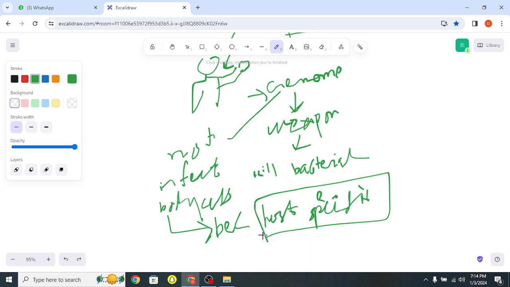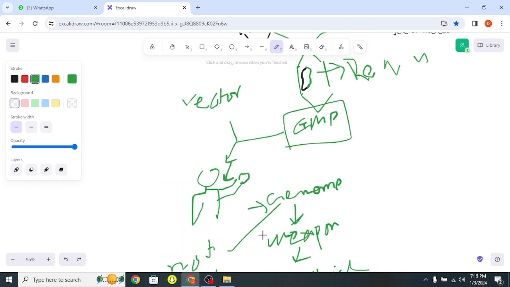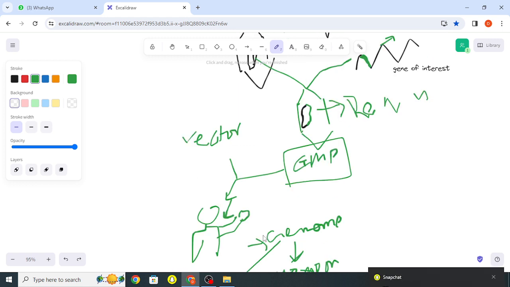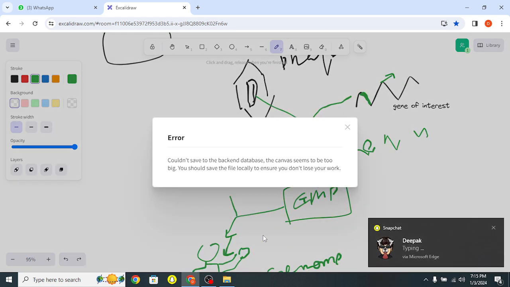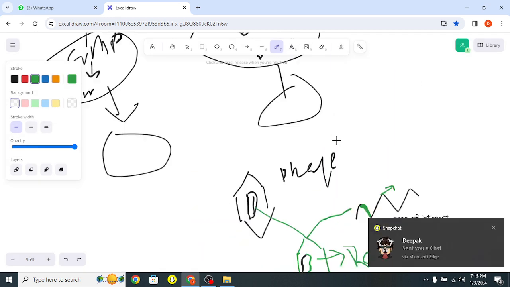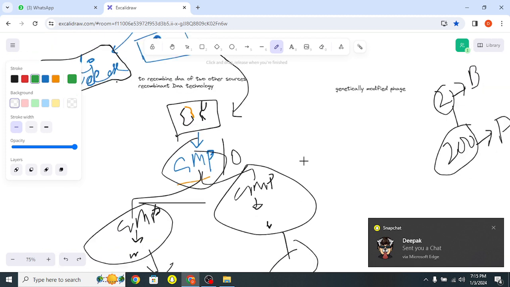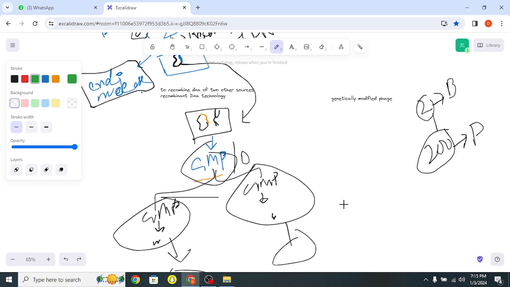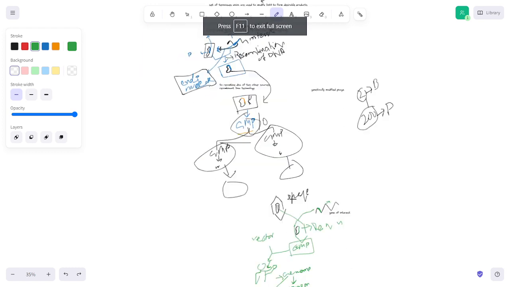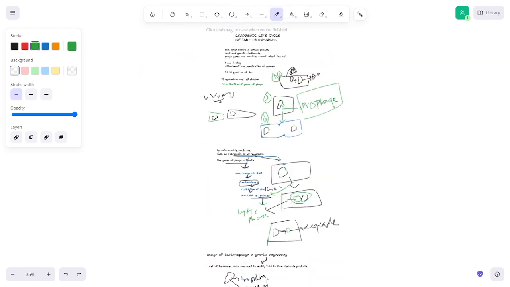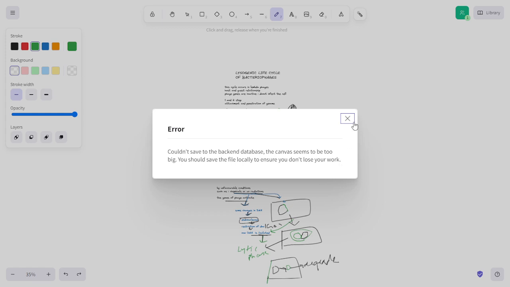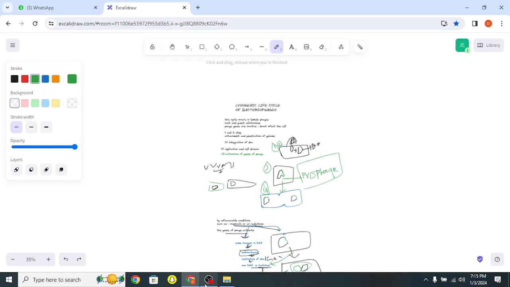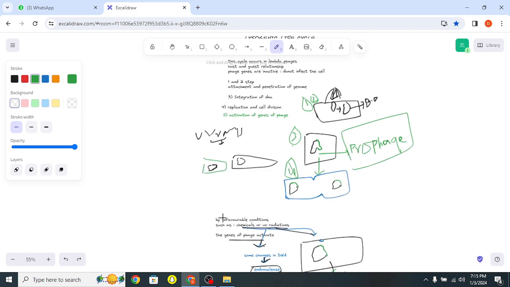So this is the way genetically modified bacteriophages are used in genetic engineering, protecting our body from bacteria and many other things. The first step that we have studied was this one, the first use of bacteriophage in genetic engineering.